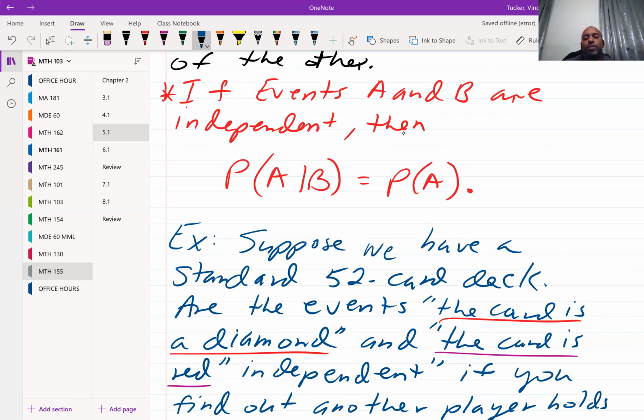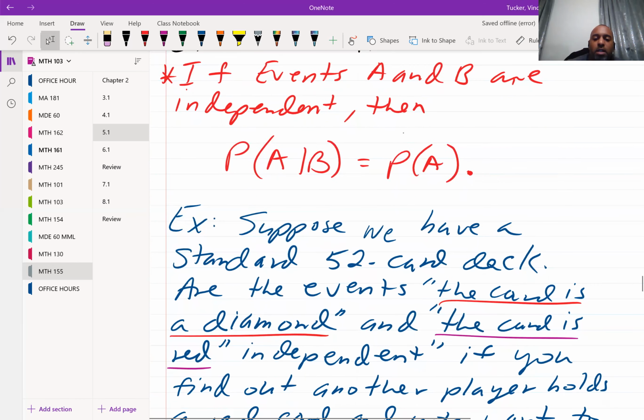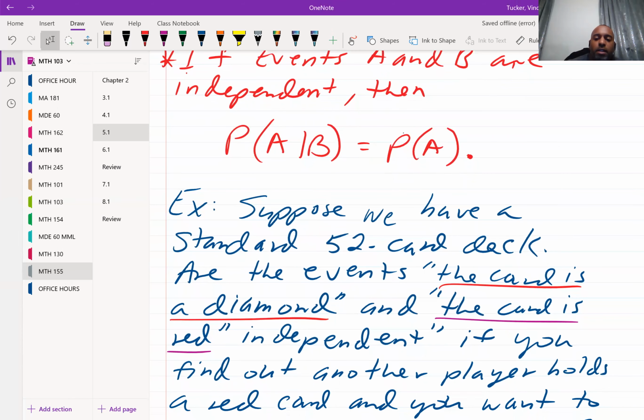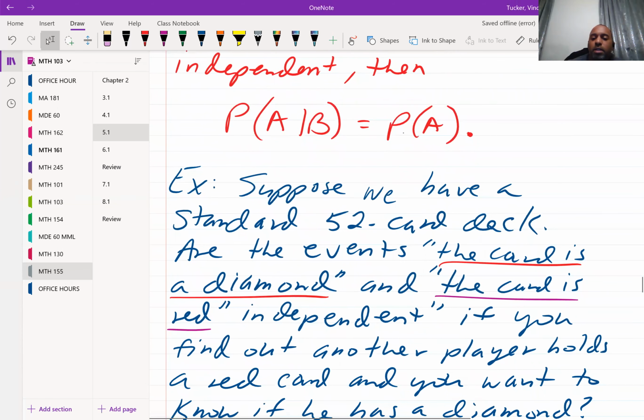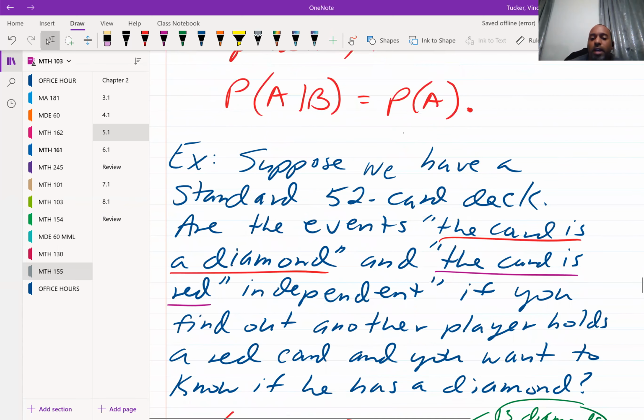Suppose we have a standard 52 card deck. Are the events, the card is a diamond and the card is red, independent? If you find another player holds a red card and you want to know if he has a diamond.